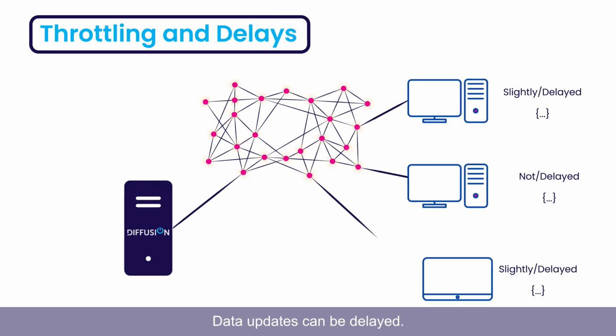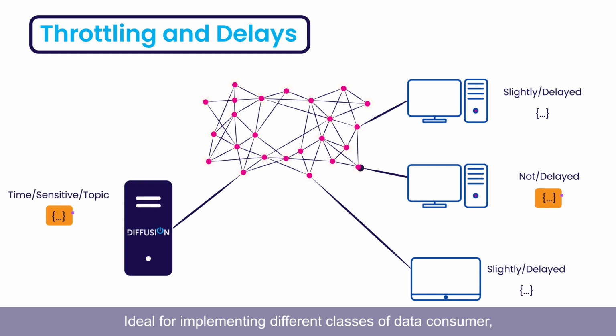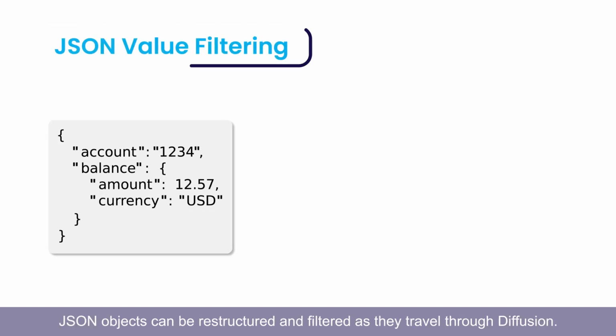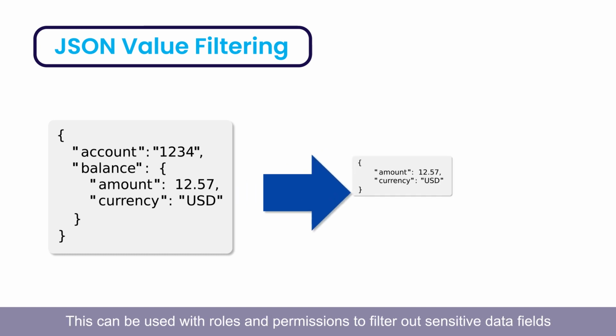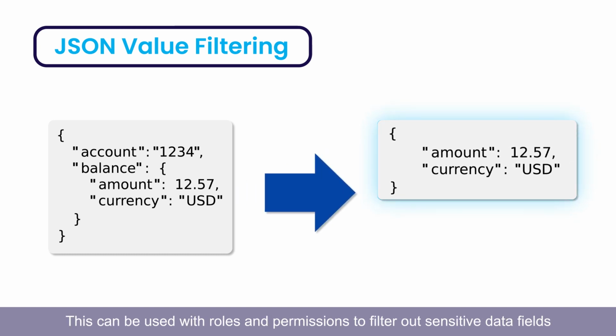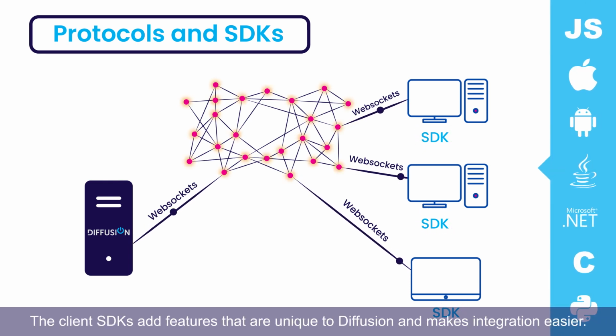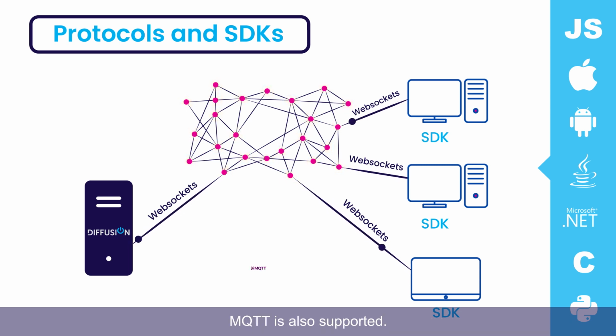Data updates can be delayed, ideal for implementing different classes of data consumer, where the highest tier of data consumer get their data first. JSON objects can be restructured and filtered as they travel through Diffusion. This can be used with roles and permissions to filter out sensitive data fields. Diffusion uses WebSocket connections over TLS with fallback modes where WebSockets cannot be established. The client SDKs add features that are unique to Diffusion and makes integration easier.